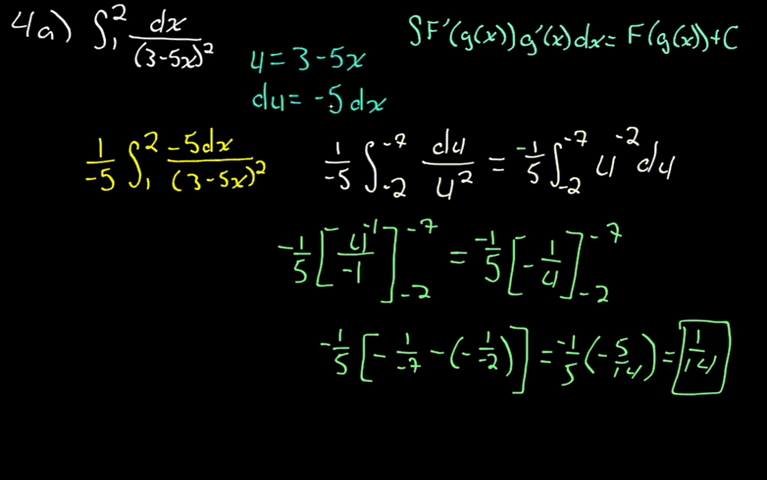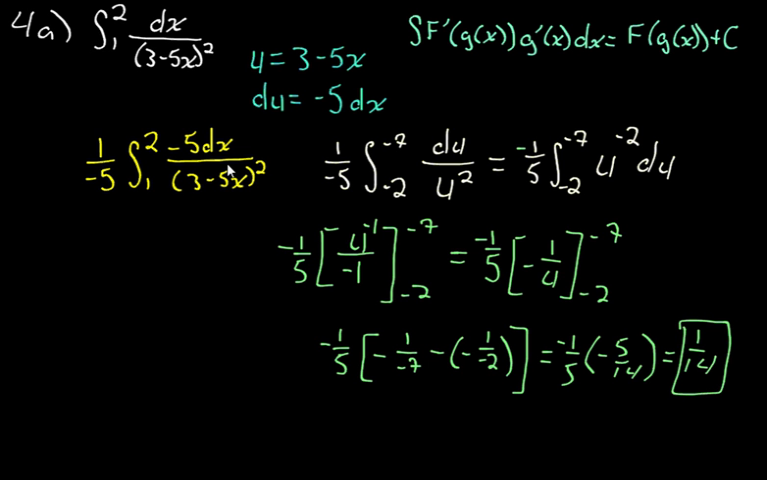Now the only issue that I have is that my original problem doesn't have a -5 dx in it. It just has dx. So I need to put in a -5, but I can't just multiply by -5. That would change the value. So I also have to divide by -5 as well, which is the same thing as multiplying by 1 over -5. Now that I have it set up, I can substitute in.